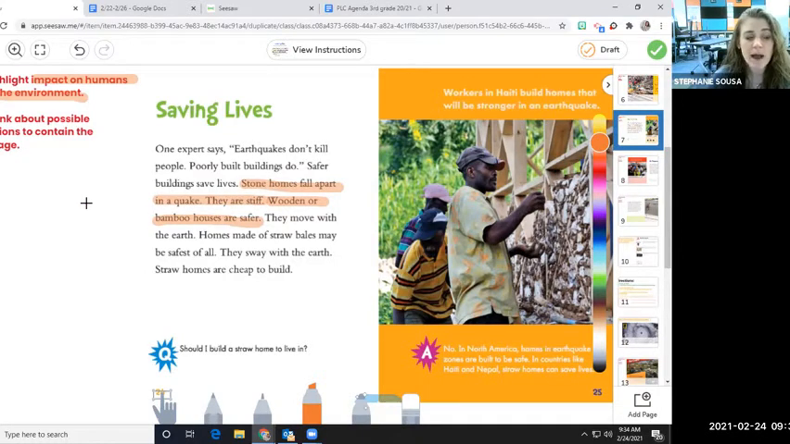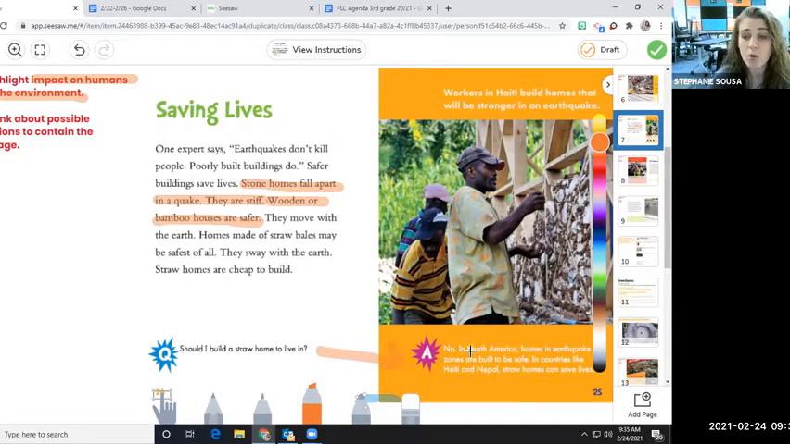Wooden or bamboo houses are safer. They move with the earth. Homes made of straw bales may be safest of all. They sway with the earth. Straw homes are cheap to build. Question: should I build a straw home to live in?